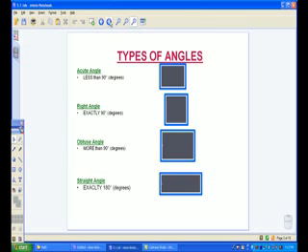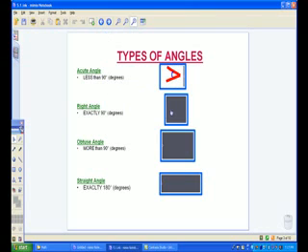There are 4 different types of angles that we're going to be learning about. This should be review from last year. An acute angle is less than 90 degrees, so it's anything from 89 degrees to 1 degree. So it would look like this, and it's a smaller angle.